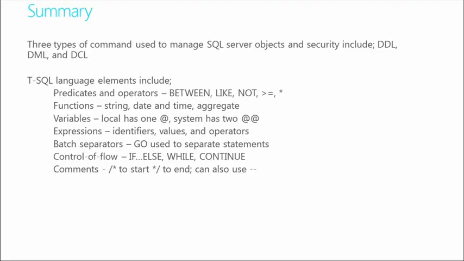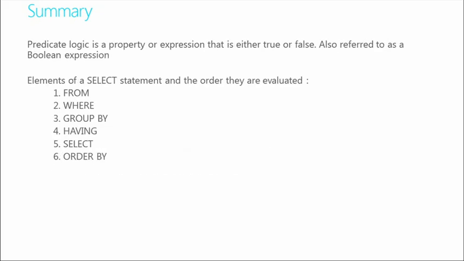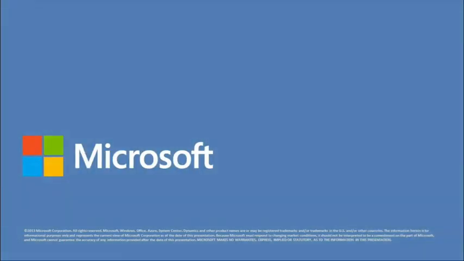All right, so that's just a quick demo on writing basic select statements. Just to review, we introduced the 3 different types of commands: DMLs, DCLs, DDLs. We'll be working with these throughout the day. We talked about different elements like predicates and operators, functions, variables, commenting, control flow. Again, we're going to drill into this in more detail. We looked at the different elements and how they are processed. We began with the from, the where, the group by, the having, the select, and then the order by. That's the order that they're actually processed when you're executing a select statement.